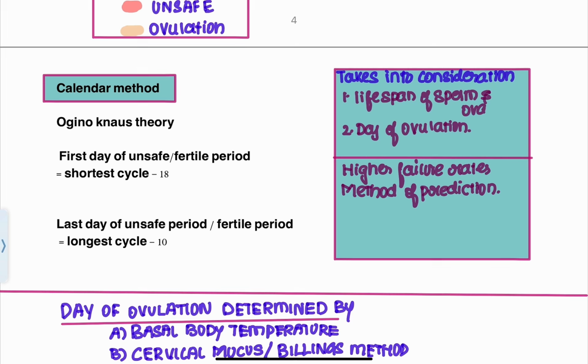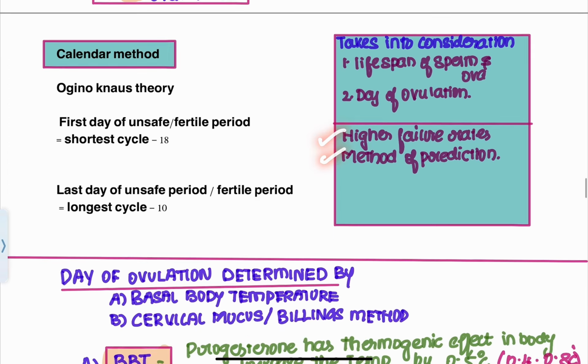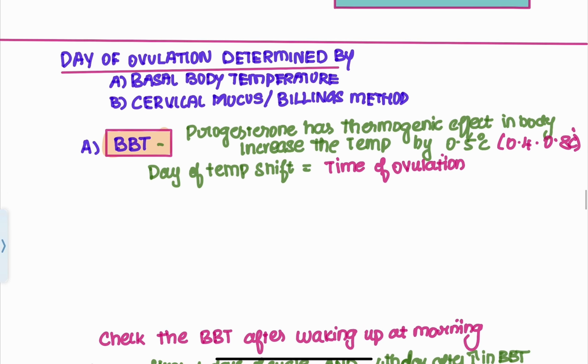Is that clear? But then one most important disadvantage is that this calendar method has a high failure rate, because with respect to prediction only, you are going to ascertain when the day of ovulation is going to happen. So as a prediction, you're going to avoid intercourse during particular days and you're going to have intercourse during certain days. Since it is a method of prediction, this calendar method or the rhythm method is associated with higher failure rates. Clear? Yes.